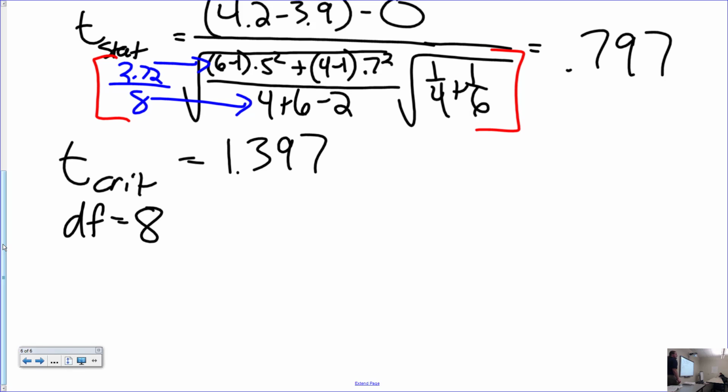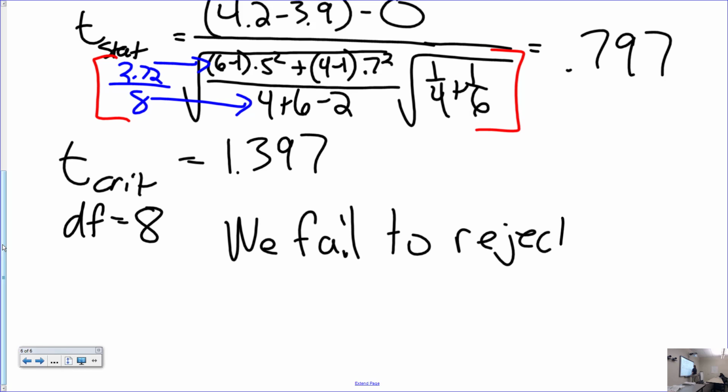Is our t statistic greater than our t critical value? Our T crit is greater than our T. Our t statistic has to be greater than our crit to reject? No. Therefore, we fail to reject the null hypothesis.